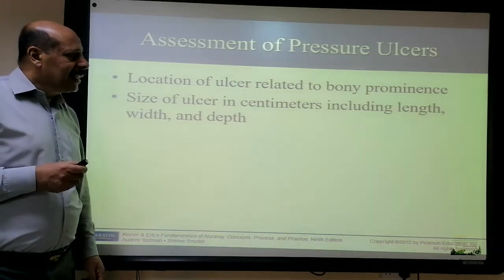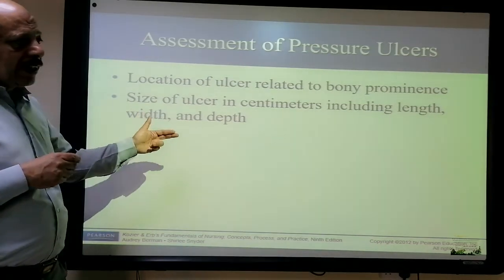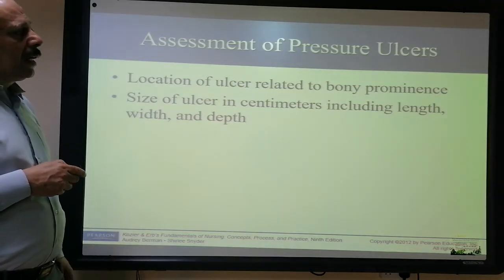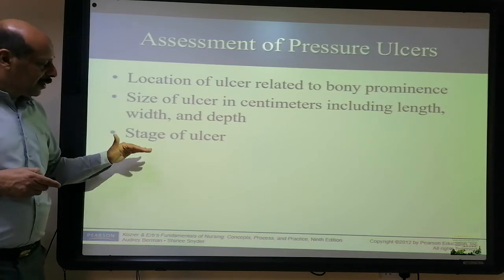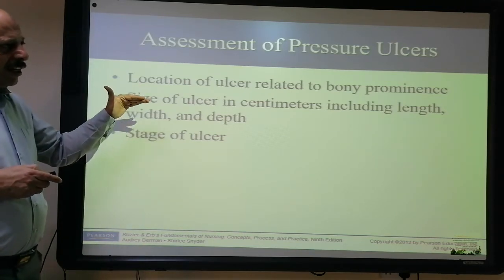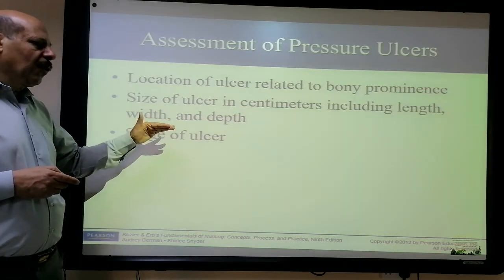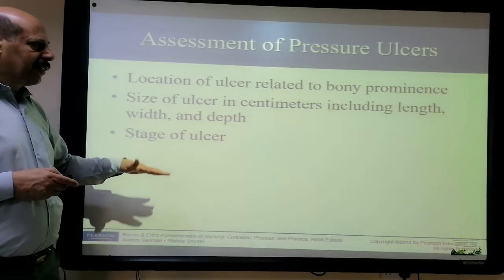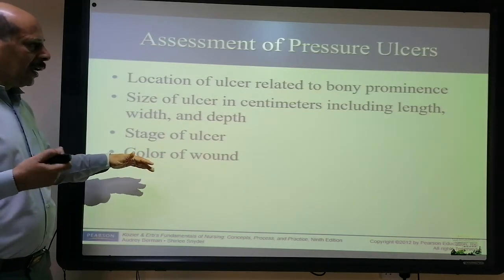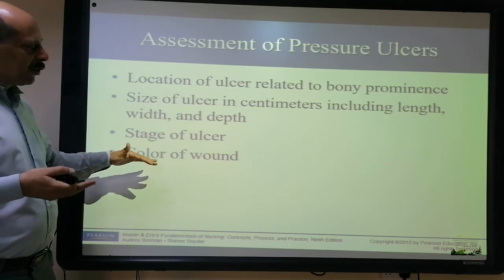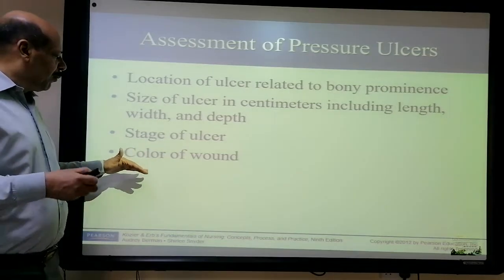Size of the ulcer in centimeters, including the length, width, and the depth of the ulcer. Stages of the ulcer. Is it in the first stage, just the redness, or the second stage, where there are blisters or breaking down of the skin, but not going beneath the skin? Stage 3, going toward the subcutaneous tissue. Stage 4, which is a very deep wound.